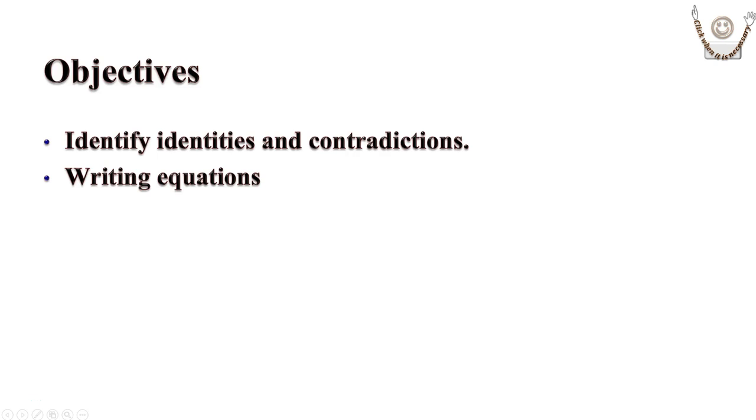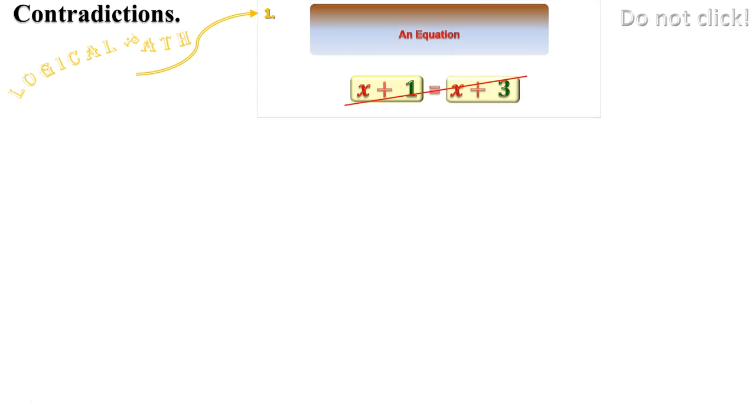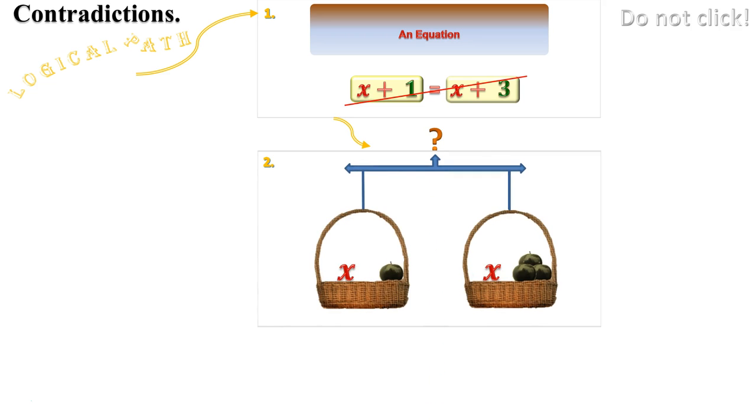We are going to learn how to identify identities and contradictions and how to write equations. Contradictions. Logical path. Something is wrong with this equation, and to understand what is wrong, let's look into two baskets which on scale and scale is on balance.